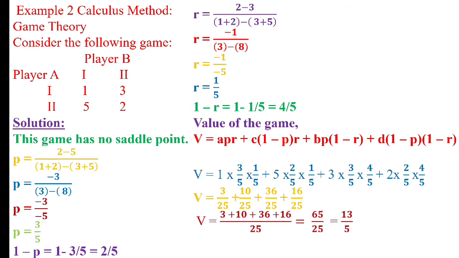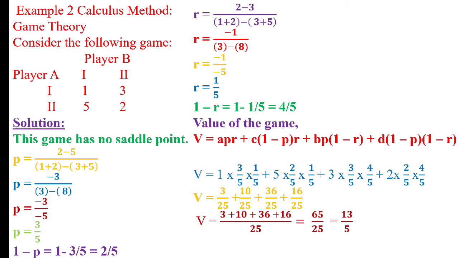Then simplify. We'll get 3 plus 10 plus 36 plus 16, 65 divided by 25. Simplify, 13 by 5. Here also the value of the game is positive. The game is favorable to player A. This is the fourth method. Two methods will be solved for problems: two problems for the analytical method, two problems for the calculus method.